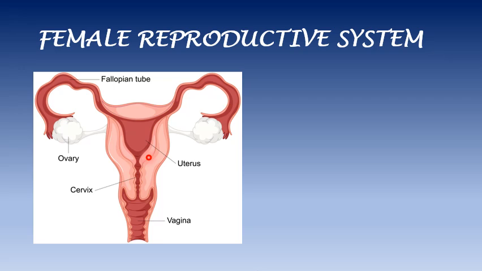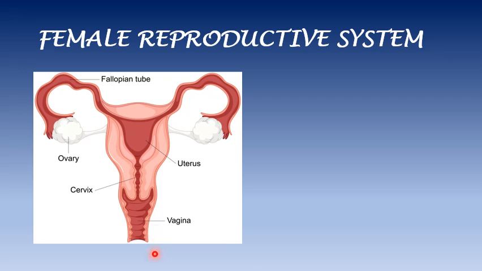It will contract and expand during childbirth to deliver the baby. The baby will come out through this part, through the vagina. The cervix is the lower narrow part opening into the vagina. Okay, this is what we call the cervix. And let us study about the vagina then.